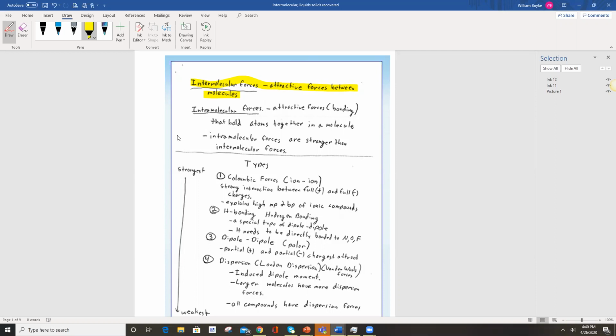If you contrast this to intramolecular forces, these are attractive forces. Think about the bonding that we did in Unit 3 that holds atoms together within a single molecule. So all of Unit 3 was about bonding, intramolecular. What we're talking about now is intermolecular, so what's happening between molecules. In general, intramolecular forces are stronger than intermolecular forces. And that kind of makes sense.